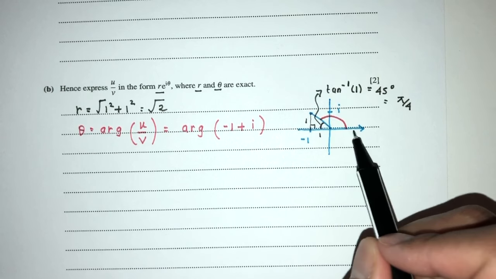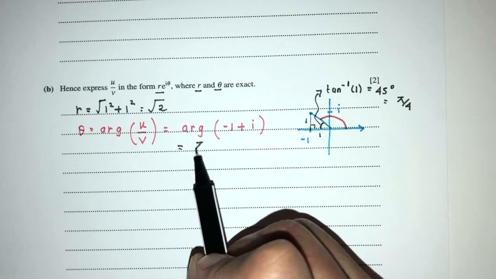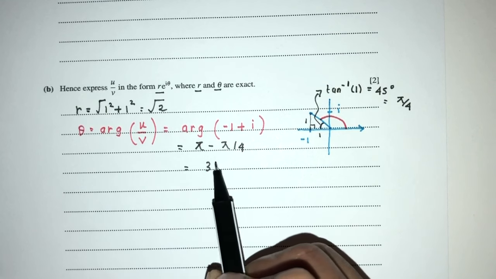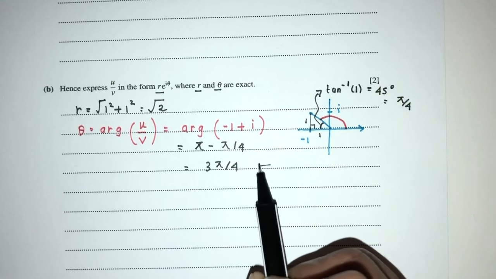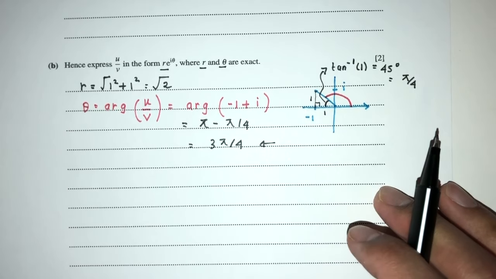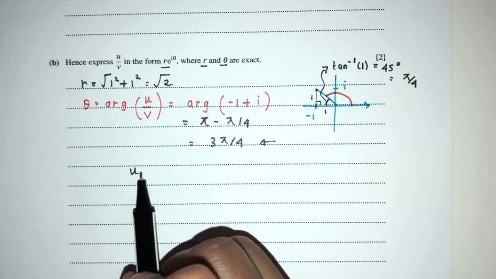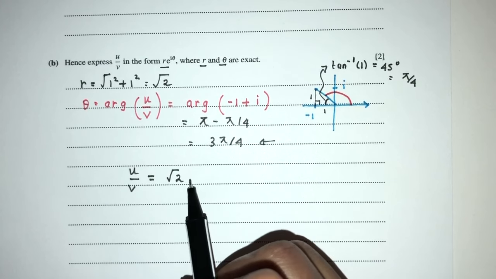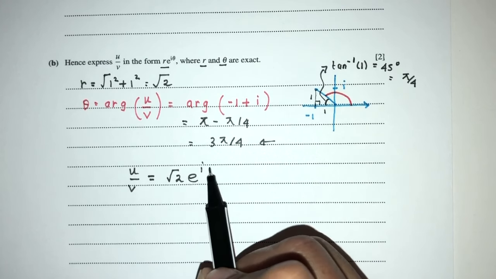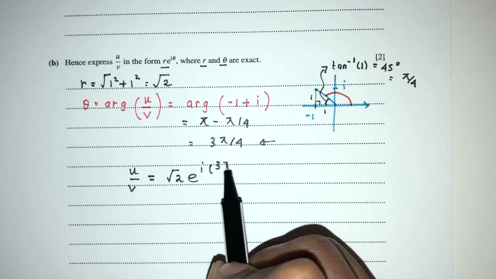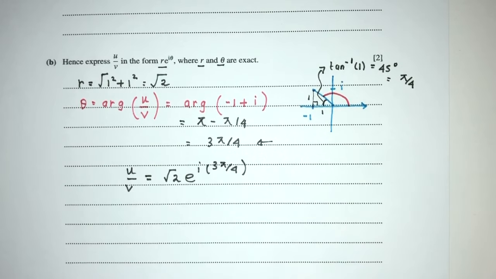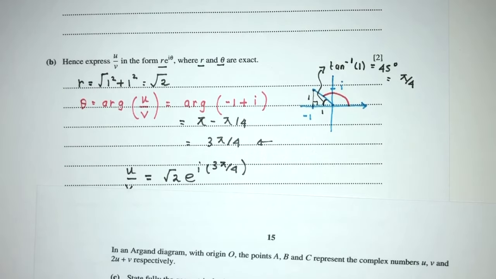Now to find the red part, it has to be what? The whole thing is pi minus pi by 4. That will be 3 pi by 4. So as you can see, we have the two values that we need. So u over v can be root 2 exponential i 3 pi over 4. Okay, that will be part B of the question. Now let's move on to the next part.